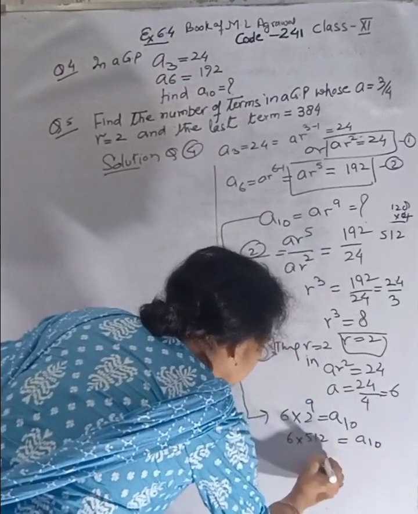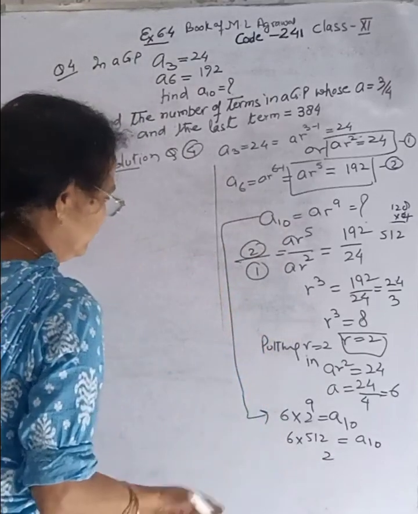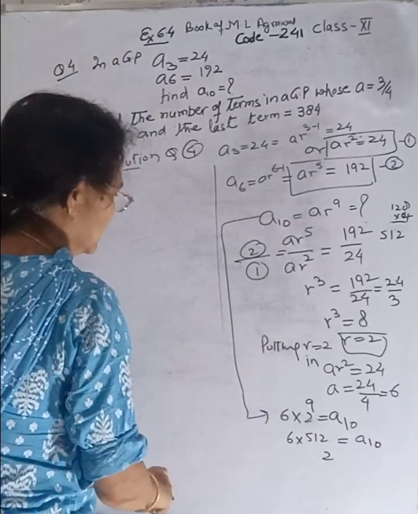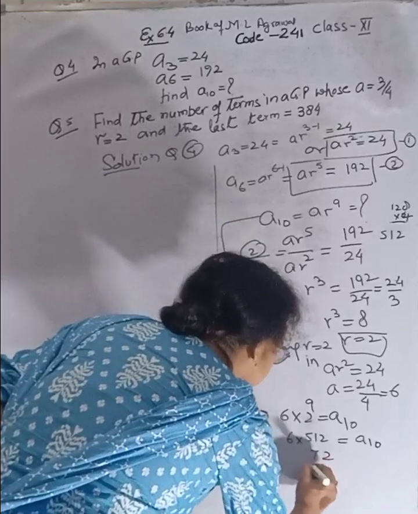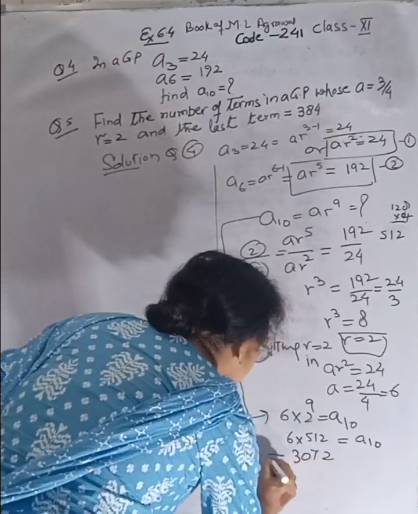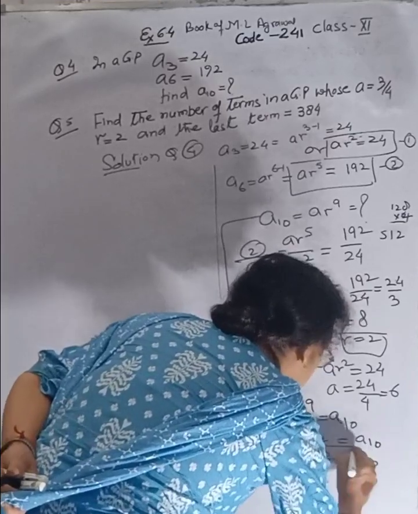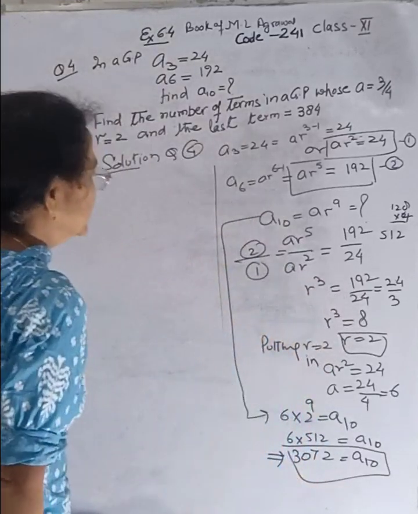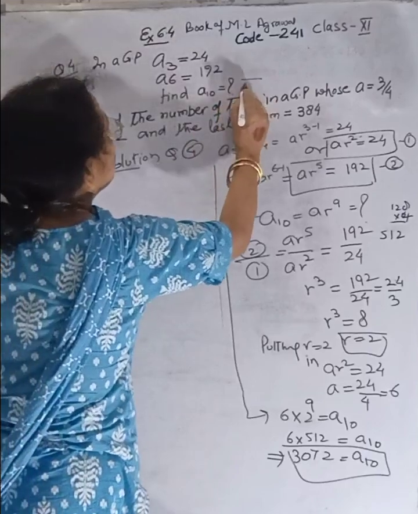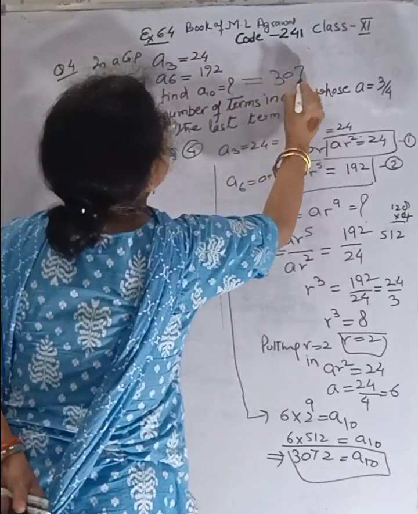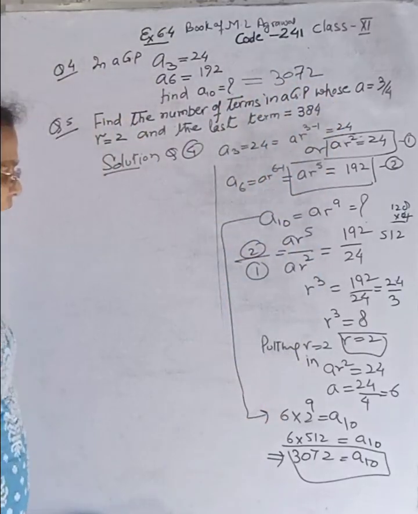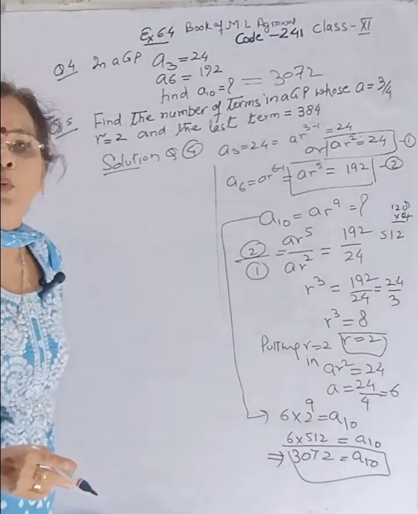It means this will be equal to 6 to the 12, carry 1, 6 1 the 6 and 1, 7, 6 5 the 30. This will be the value of A 10. This is the answer. Answer is A 10 will be equal to 3072. 8 to the power 9 is equal to 512.